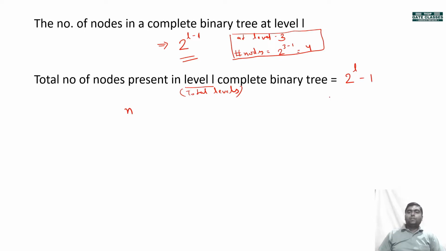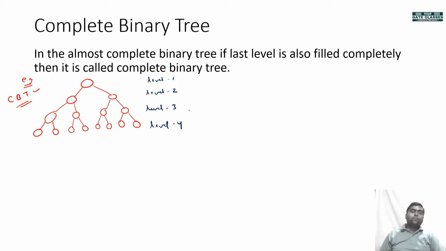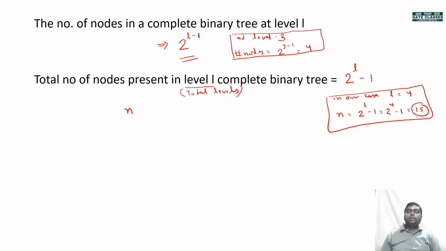Let us check in our case. L is what? L is 4, overall 4 levels. So the number of nodes is 2 raised to the power L minus 1, that is 2 raised to the power 4 minus 1. 16 minus 1 is going to be 15. This must be the answer. Let us check. Overall 4 levels are there, and how many nodes? 1, 2, 3, 4, 5, 6, 7, 8, 9, 10, 11, 12, 13, 14, 15. So overall 15 nodes are there.